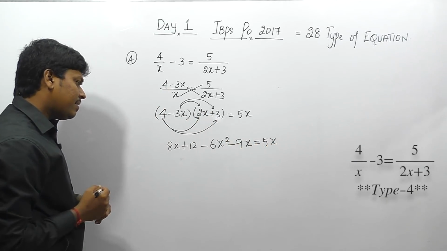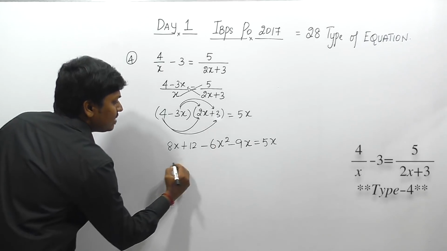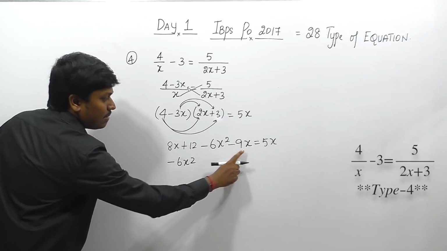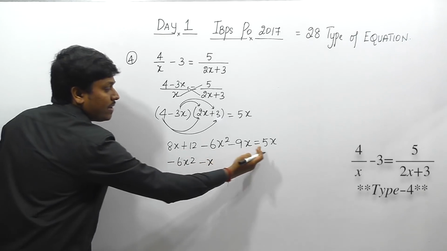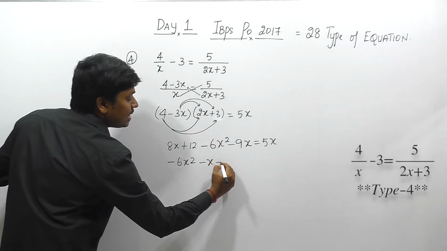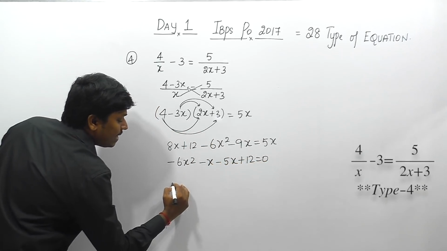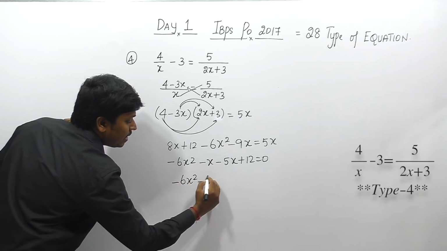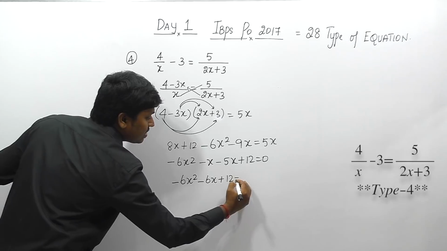So finally, let me do one thing. Simplify all the x terms and x square. Let me write this as minus 6x square and minus 9x and 8x. So this becomes minus x. And when you bring this 5x towards the left hand side, it becomes minus 5x plus 12 is equal to 0. So finally this can be written as minus 6x square minus 6x plus 12 is equal to 0.